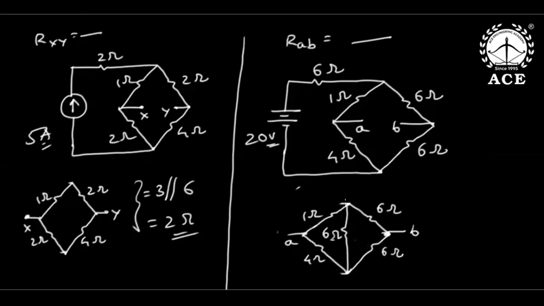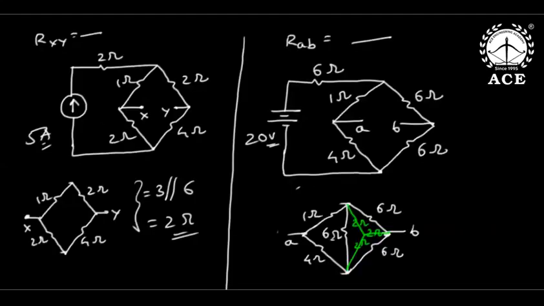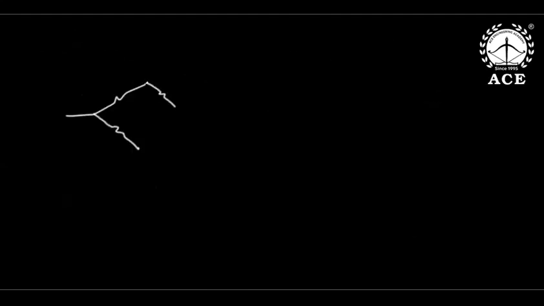So now I will convert this delta into star. All 6, 6, 6 ohms in delta become 2 ohm, 2 ohm, and 2 ohm in star. So now I can further simplify. See, this is already 1 ohm here and 4 ohm here, and the 6, 6, 6 become 2, 2, and 2 in star. This is B and this is A.